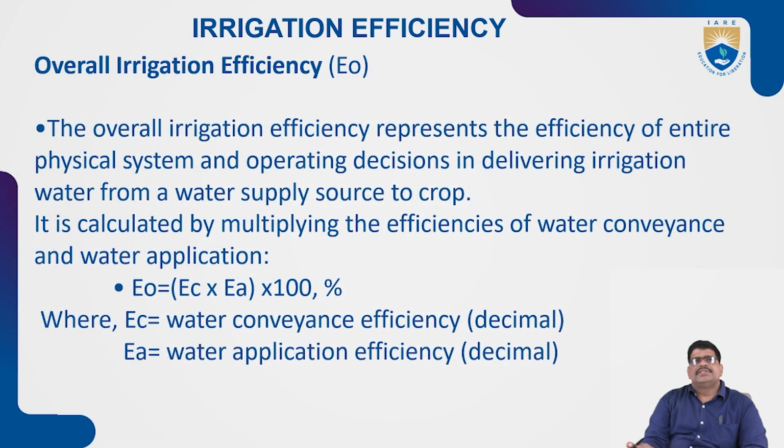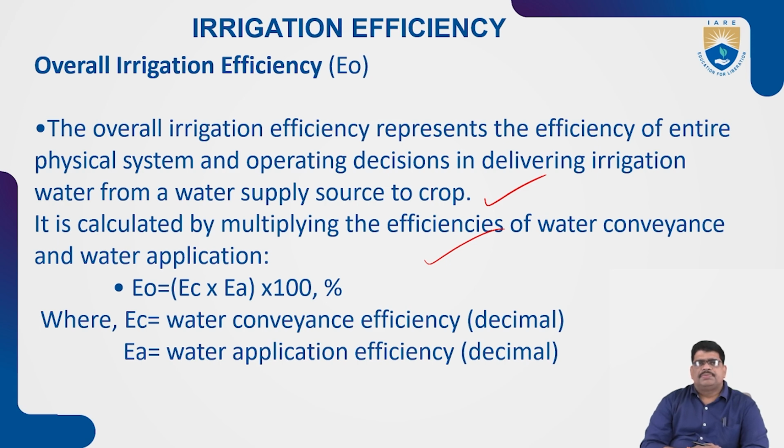So overall efficiency, overall irrigation efficiency EO, represents the efficiency of the physical system operating and delivering the irrigation water from the source to the crop, and it can be calculated by multiplying the efficiencies of every conveyance and application. EO, the overall efficiency of the water, is equal to EC into EA into 100 percent.